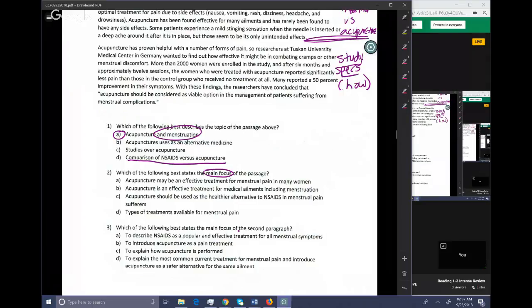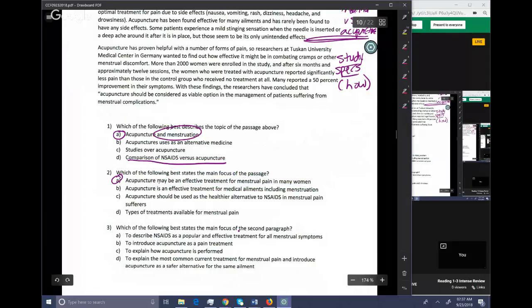So acupuncture may be an effective treatment for menstrual pain in many women. That's going to be the one. It says may be effective treatment for menstrual pain in many women. So we always want to be neutral with our wording on all those types of things. We don't want to say every woman. We don't want to say just women in general, but forget the menstrual pain part of it because that's key. And we want to say it may be an effective treatment, not it is or it always is an effective treatment.